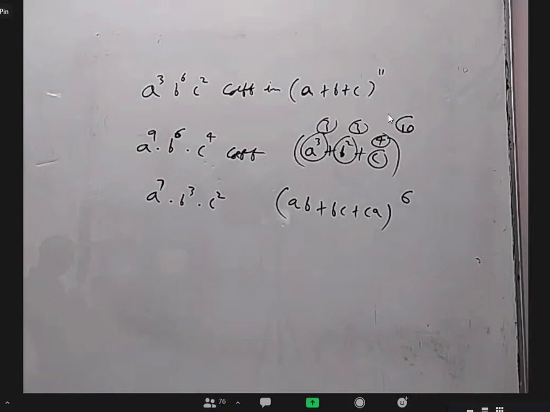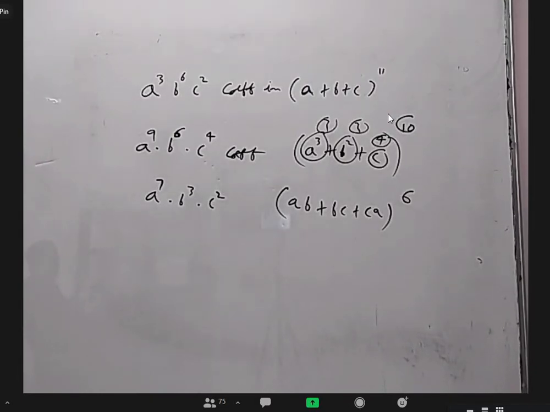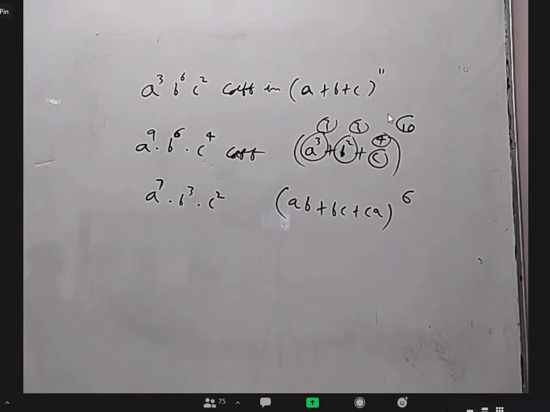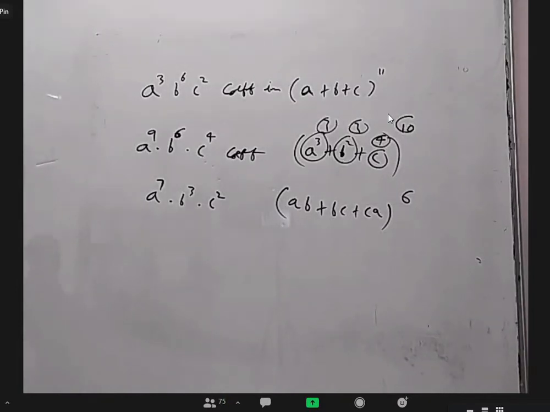Sir, can I give an idea? Yes. Sir, write it as AB power m into BC power n into CA power p. Then m plus n should be 7. Yes, exactly, that's good. m plus n plus p should be 6, and m plus n should be 7, and m plus n should be 3, n plus p should be something like that. You can do it anyway.